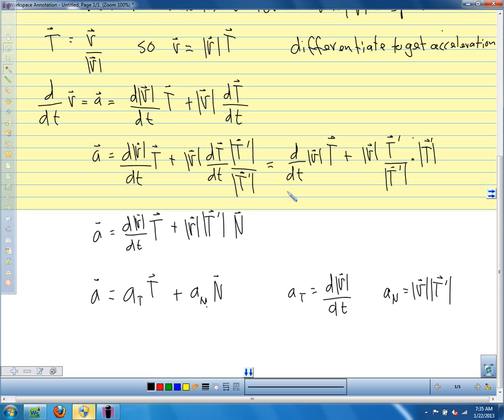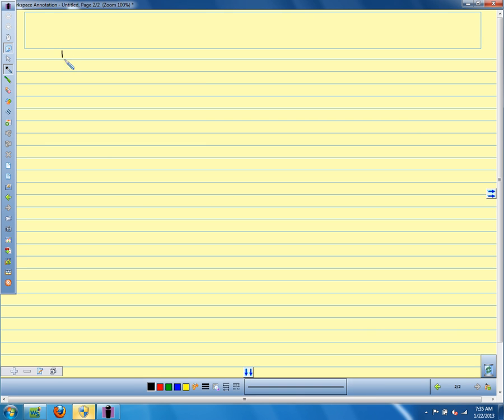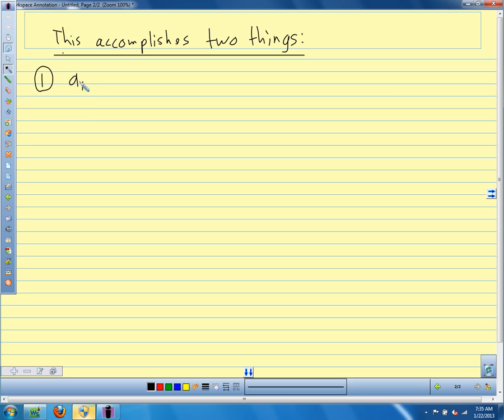All right. So in our analysis we accomplished two things, and they're both kind of important. The first is that the quantities that we get for a sub t and a sub n are our tangential and normal components of acceleration. That's what we were after.